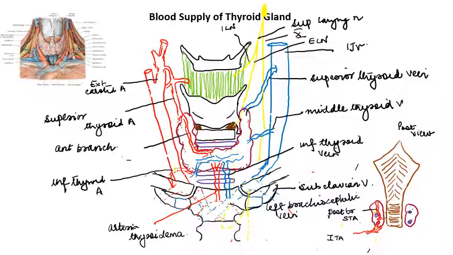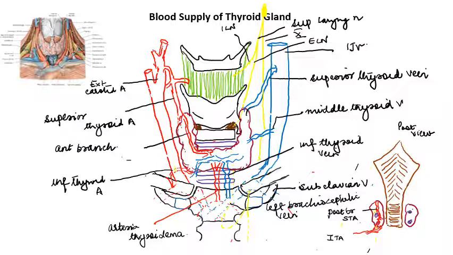But yes, there are two important branches of the vagus which are ultimately going to supply the larynx and the pharynx. That is the external laryngeal nerve as well as the recurrent laryngeal nerve, which are running in close contact to the thyroid gland and its branches. And they have an important bearing when surgeries of the thyroid gland are being done.